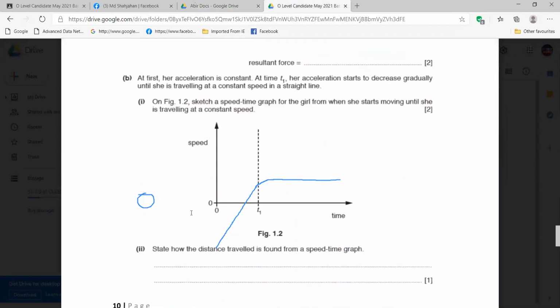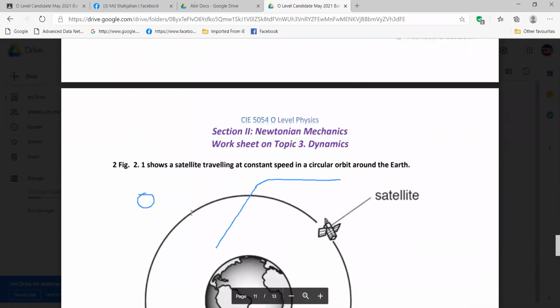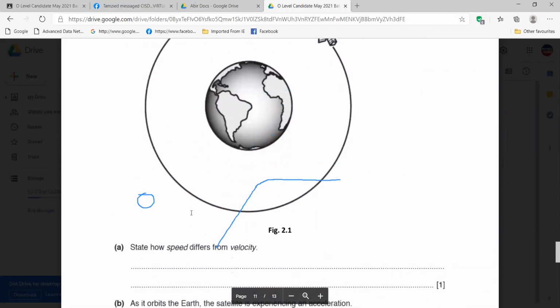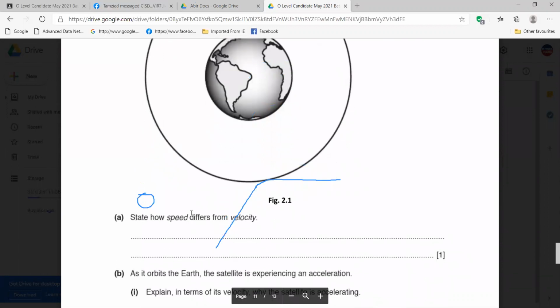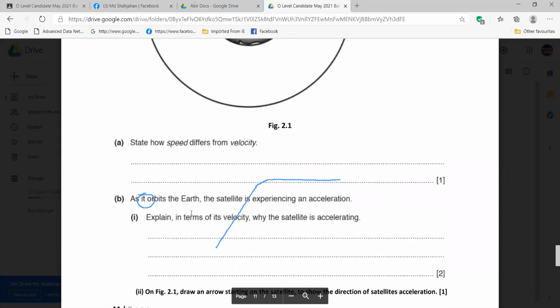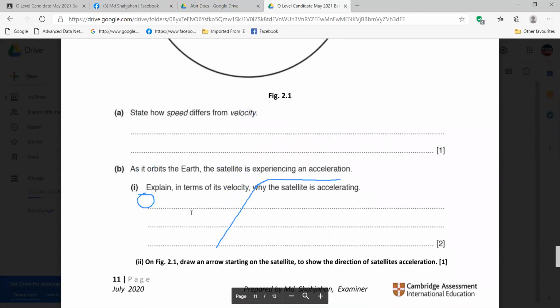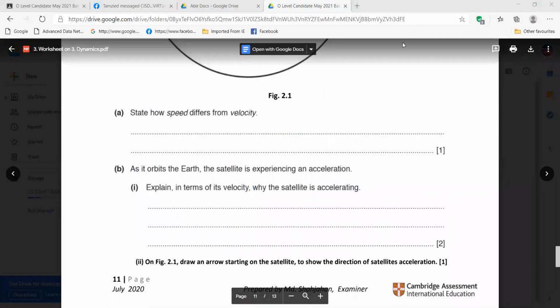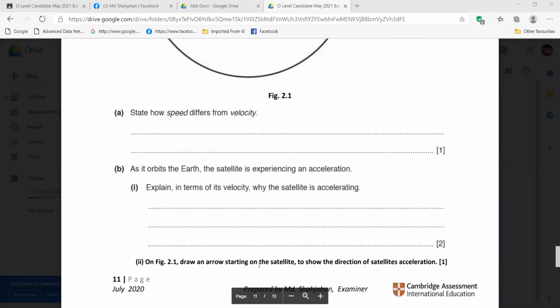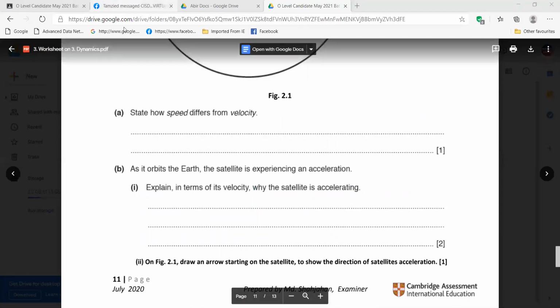Then we have question 2, right? It is about circular motion. State how speed differs from velocity. Then as it orbits the Earth, the satellite is experiencing an acceleration. Explain in terms of its velocity why the satellite is accelerating. We have to explain that one. Then the final one is on figure 2.1. Draw an arrow starting on the satellite to show the direction of the satellite's acceleration. So we are going to that one now.